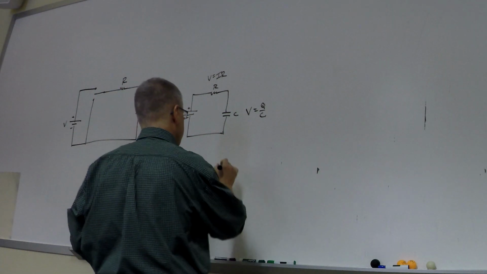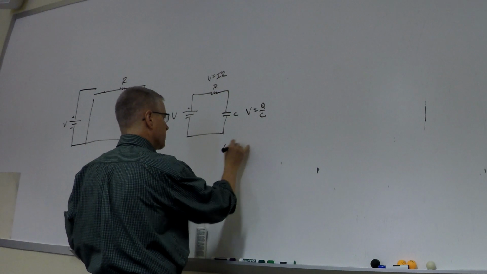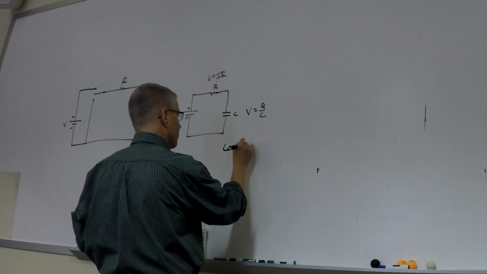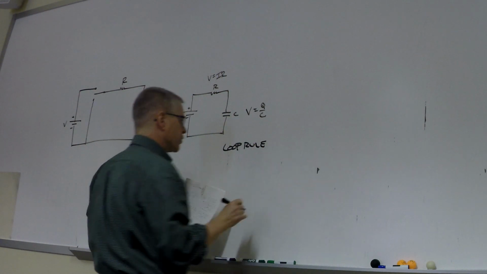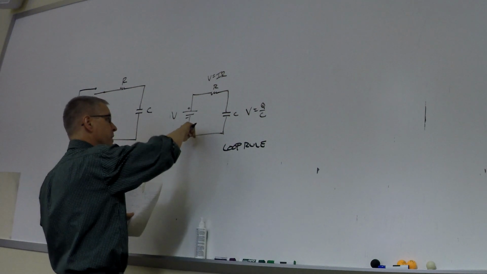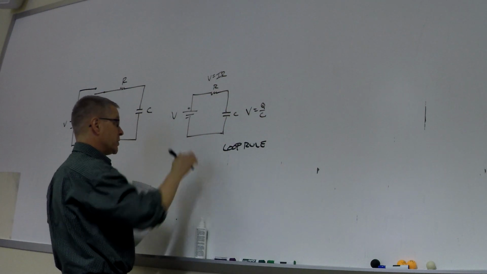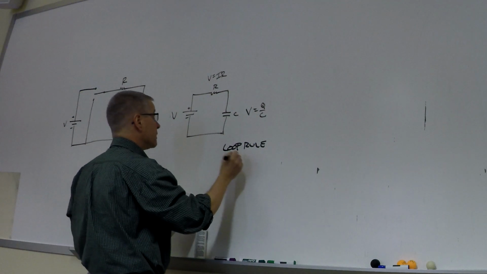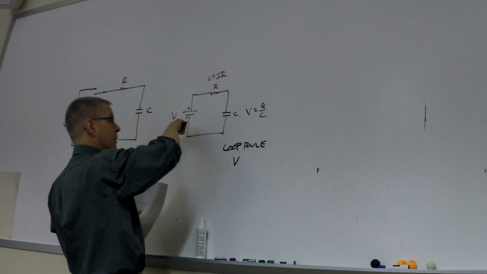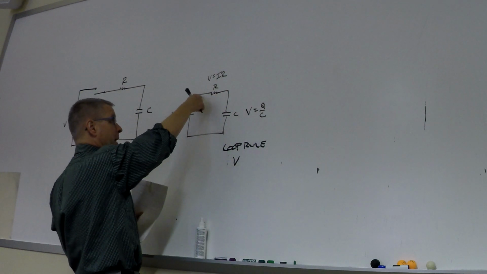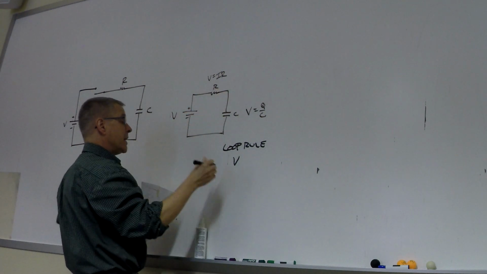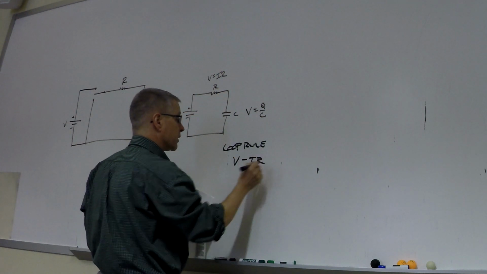First, let's do this, to give a start. Let's add up the potential changes around that loop. So let's start here, go around the loop, and add up potential changes. I go through a battery, then I go across the resistor. If I'm going clockwise, my current's coming out of that. I'm going this way, so we're going the same way as the current.